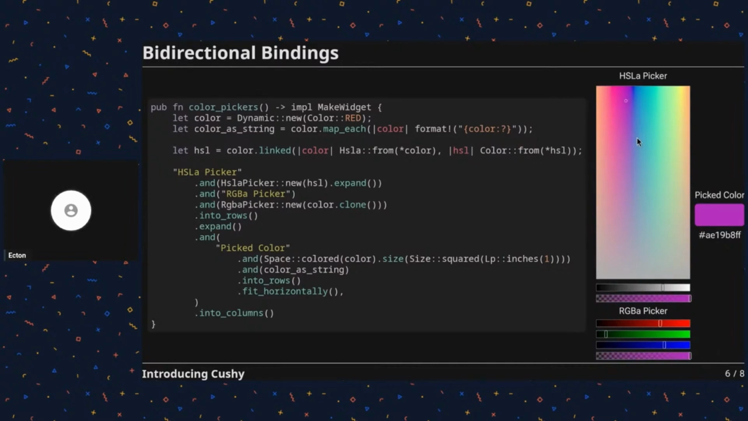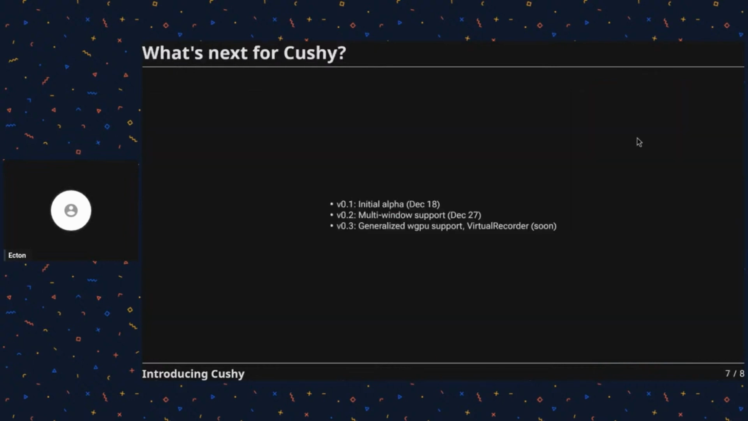And I'm sure there's some fun edge cases where that doesn't work. But so far, as I've been using Cushy and building things with it, it just works and it's great. And I really like it. It's fun. So what's next?